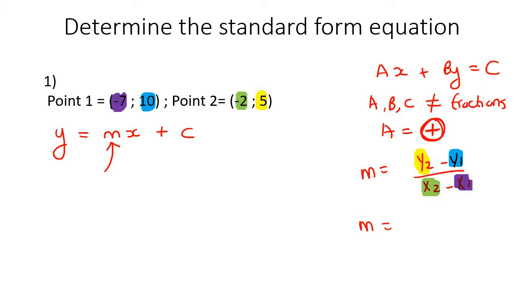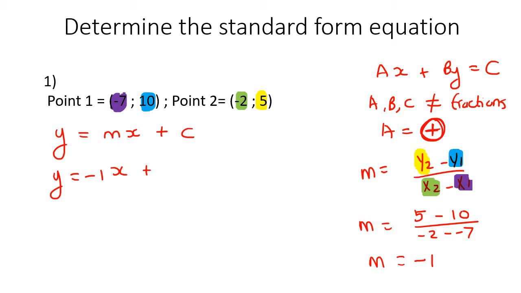So we would go m equals, now we're just going to fill it in, so it's 5 take away 10 over negative 2 take away negative 7, because you see this is a negative 7, so I just write it like that. Then I just put this all in the calculator. And so we end up with a slope of negative 1. So then we can just type that in, negative 1x plus c.